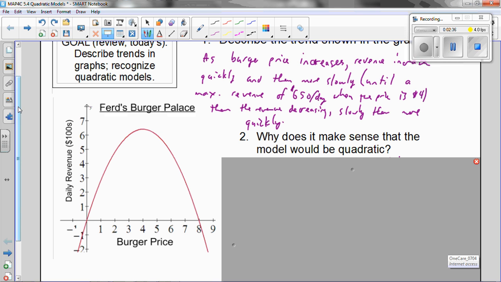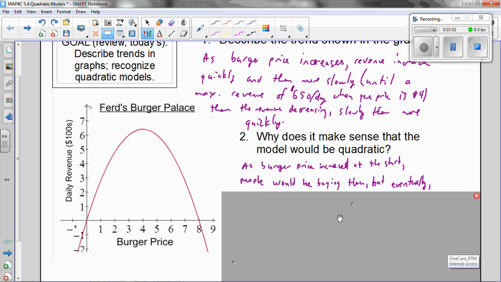Why does it make sense that the model would be quadratic? The idea here is, when the burger price is low, even though lots of people would be interested in buying a $1 burger, they're only $1, right? And so there's not a lot of money coming in. Similarly, over here, if burgers are $7 or $8 a piece, that's a lot of money coming in, but you're not going to sell many because people aren't going to buy them, right?